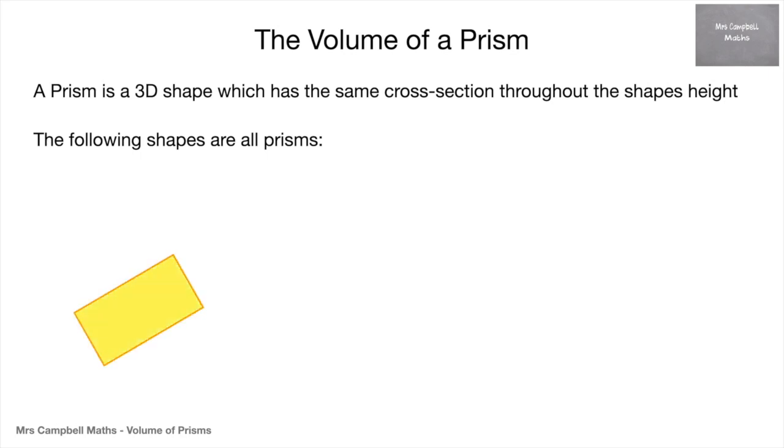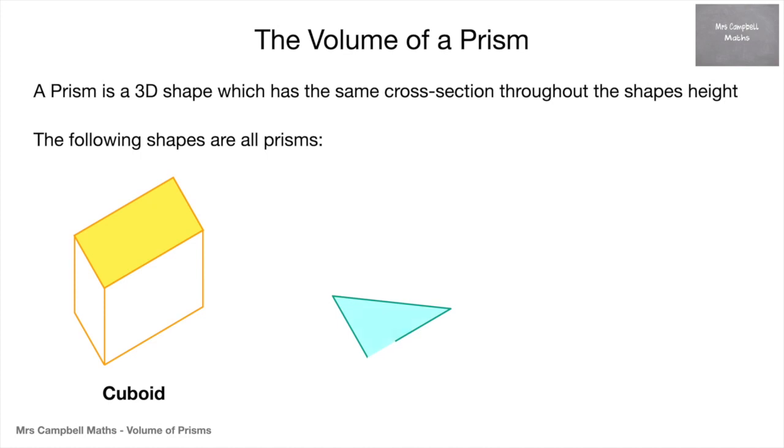If we start with a rectangle as a cross-section and we extend it through a given length, then we end up with a 3D shape called a cuboid. Now, that's a prism because it has the same cross-sectional area all the way through. If we were going to slice that all the way through from the yellow rectangle at the top, we would have an identical rectangle at the bottom. So that is an example of a prism. It's a cuboid. Let's look at a second example.